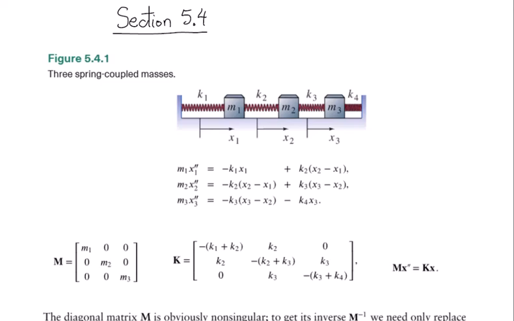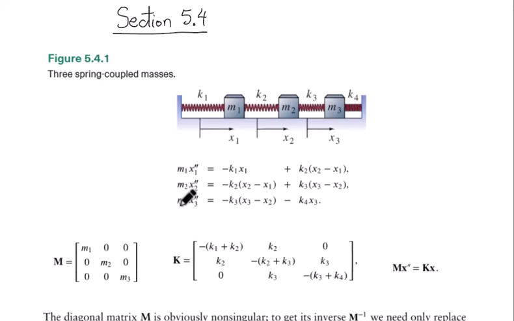Welcome to Differential Equations. This is section 5.4. We have a mechanical system. We have some masses, and these masses are all connected by springs. Each spring has a particular spring constant, and so if you set up the equations of motion for these masses, we get a system that looks like the following.